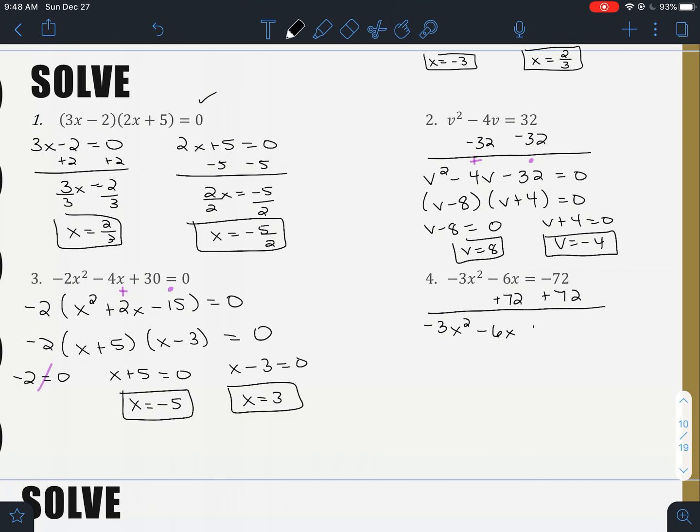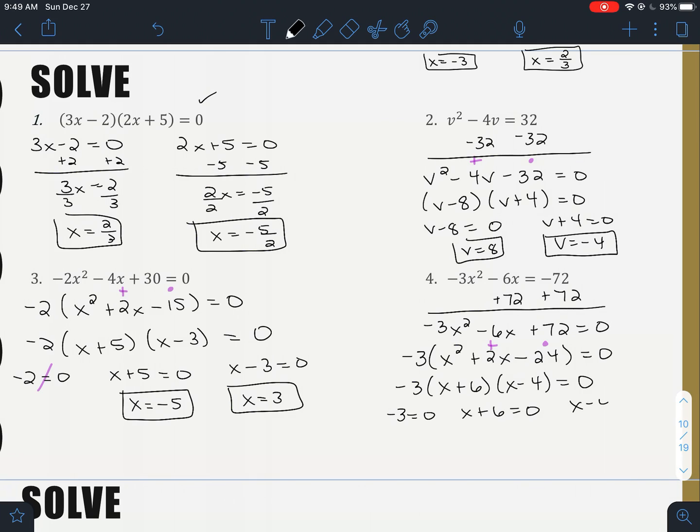On the next one, make it equal 0 first, so add the 72 to both sides, and I would get -3x squared minus 6x plus 72 equals 0. Factor out their common factor first. They're all divisible by 3. I'm going to factor out the negative 3, and I would get x squared plus 2x minus 24 equals 0. Now can you multiply to negative 24 and add to 2? Yep, that would be a 6 and a 4, so it would be -3(x + 6)(x - 4) = 0.